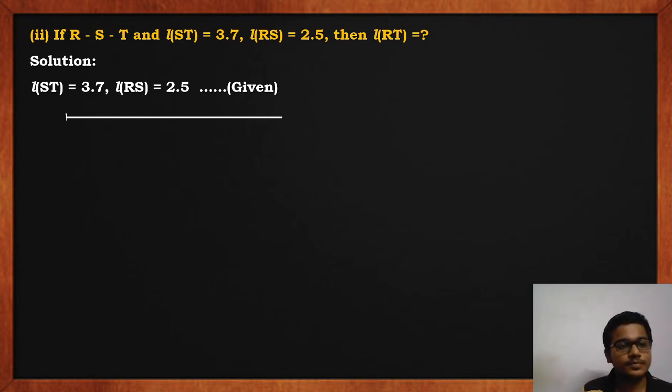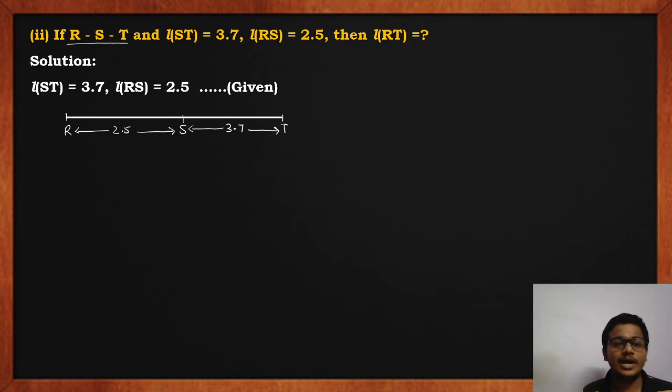Here, what is the betweenness given? R-S-T. So R will be here, S will be in between, T will be at a corner. Now remember, what is given? Length ST is 3.7, so this particular thing is 3.7 units. And length RS is 2.5, so this particular thing is 2.5 units.